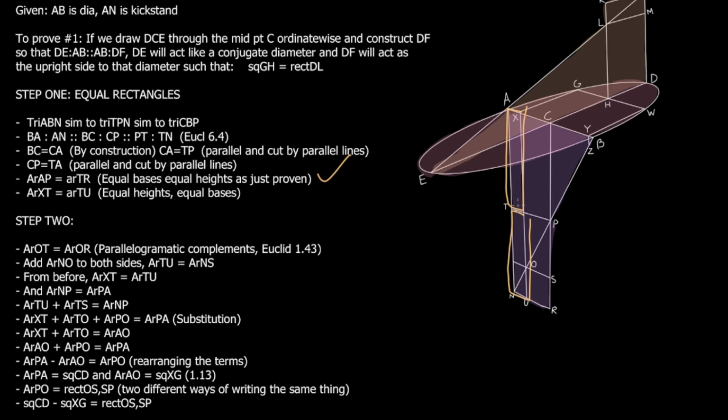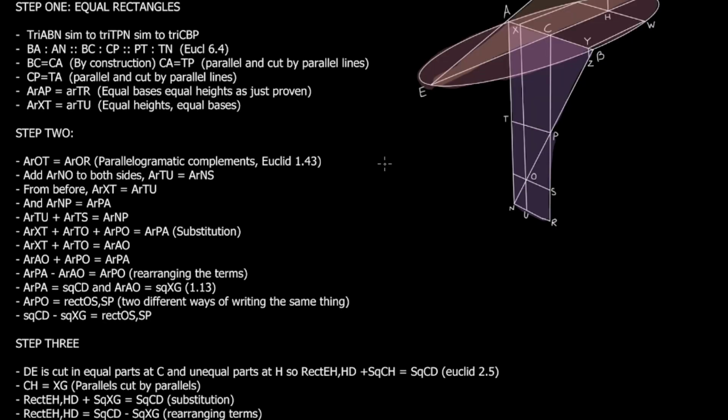Because these are parallelograms, AX and T unlabeled point are going to be equal because they're opposite in the parallelogram. And we already proved that AT is equal to TN, so base times height again, those two areas are also equal. Great. Okay, so we had that XT is equal to TU.